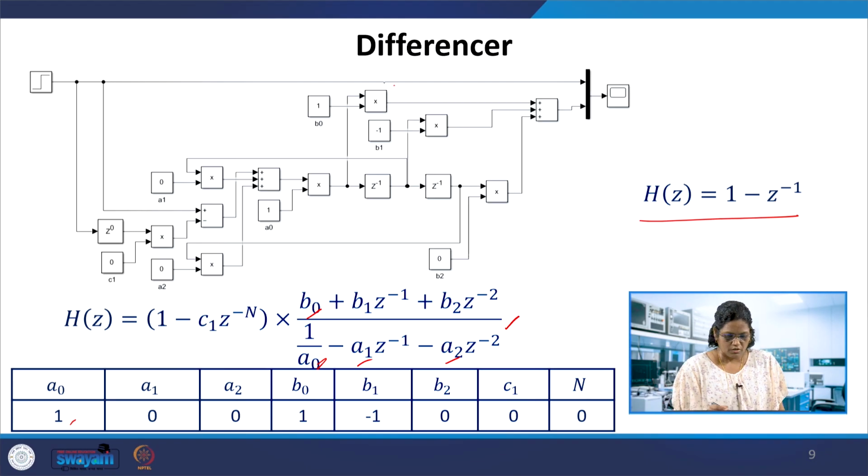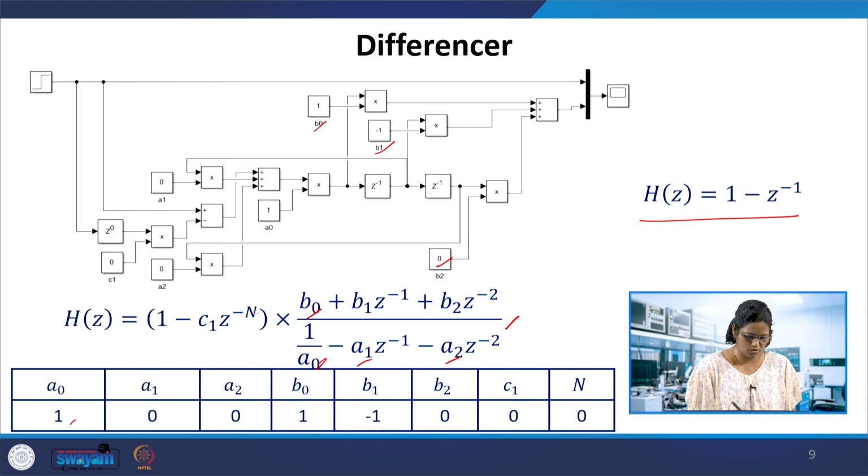In that case, you get the simple differencer, H of z equal to 1 minus z power minus 1. We have kept the common network and only changed the coefficients as per the requirement: b1 is minus 1, b naught is 1, b2 is 0, a naught is 1, a1 is 0, a2 is 0, and c1 is 0. So all other things are 0.